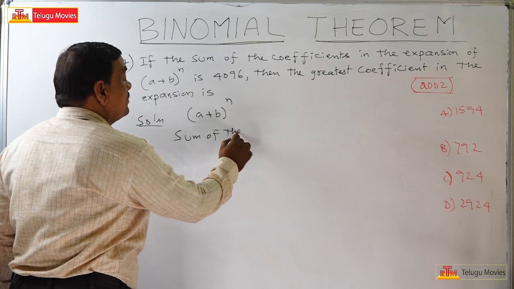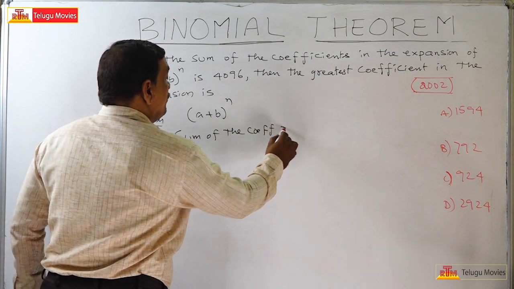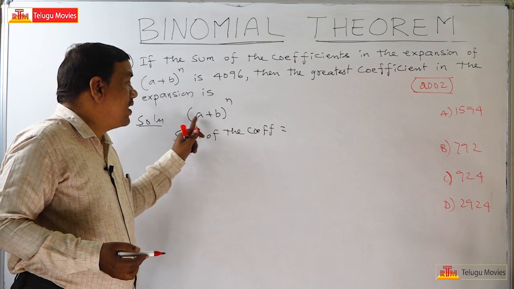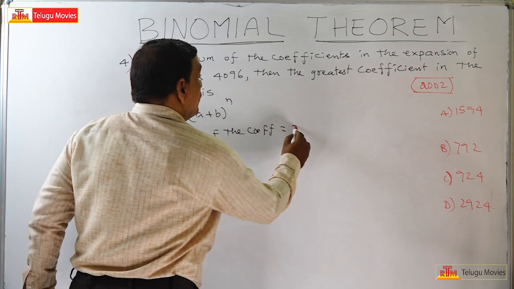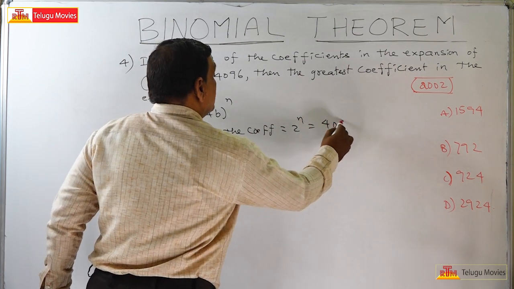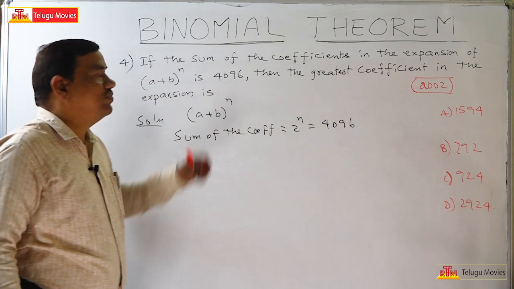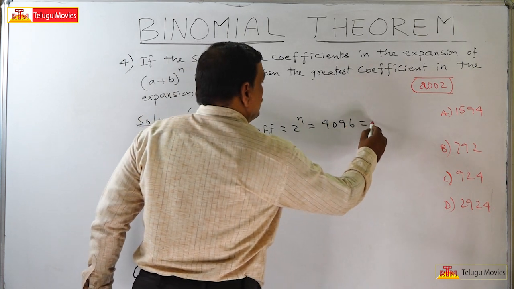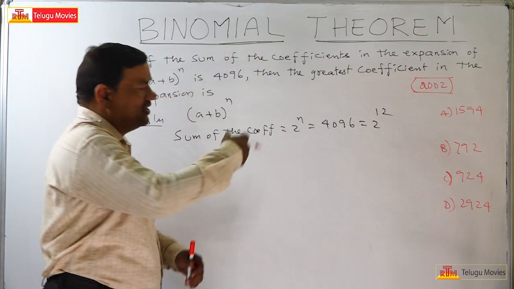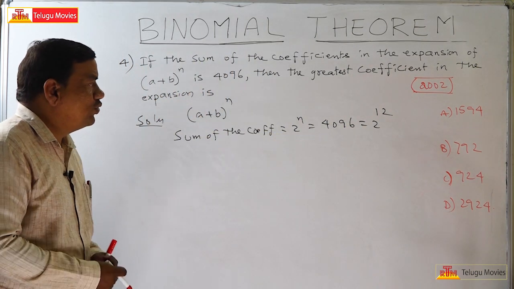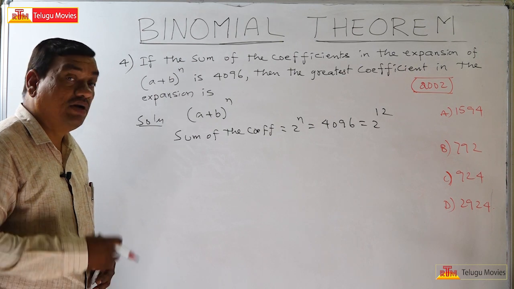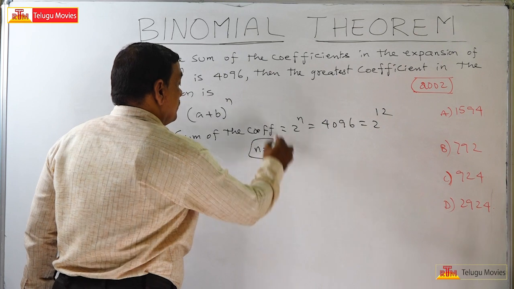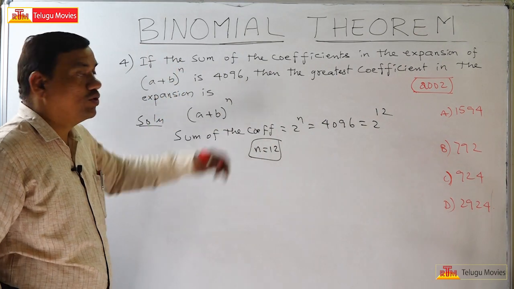Sum of the coefficients, you will get by putting a equal to 1, b equal to 1, 1 plus 1, 2 to the power of n. It is given as 4096. Sum of the coefficients is given as 4096. Let us calculate this. You will get 2 to the power of 12. 4096 can be written as 2 to the power of 12. Therefore, n is equal to 12.